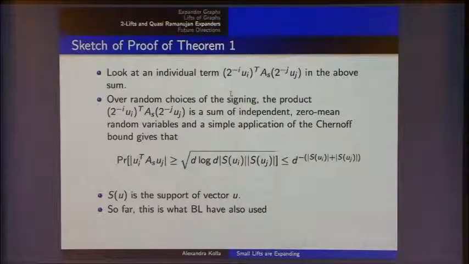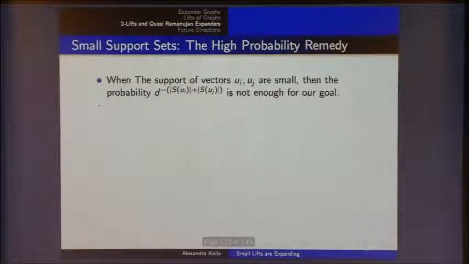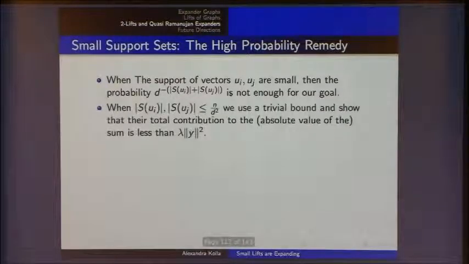And here there are two immediate problems, the log d and this support. If this support is small, then the probability is not enough. So here's how we remedy the high probability problem. Well, very obviously, we look at small sets of small supports separately. So when the supports of u_i and u_j are small, then we just put a trivial bound and bound this by lambda times the norm of y squared. Not with high probability, always. This is just a completely trivial bound that always holds.